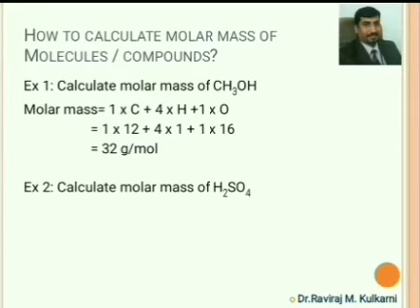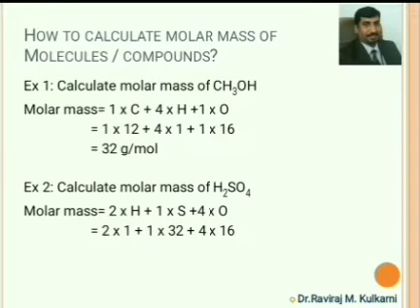Another example. Calculate the molar mass of sulfuric acid. Molar mass is equal to 2 hydrogen, 1 sulfur and 4 oxygen. So 2 into 1 plus 1 into 32 plus 4 into 16. It is 98 gram per mole.